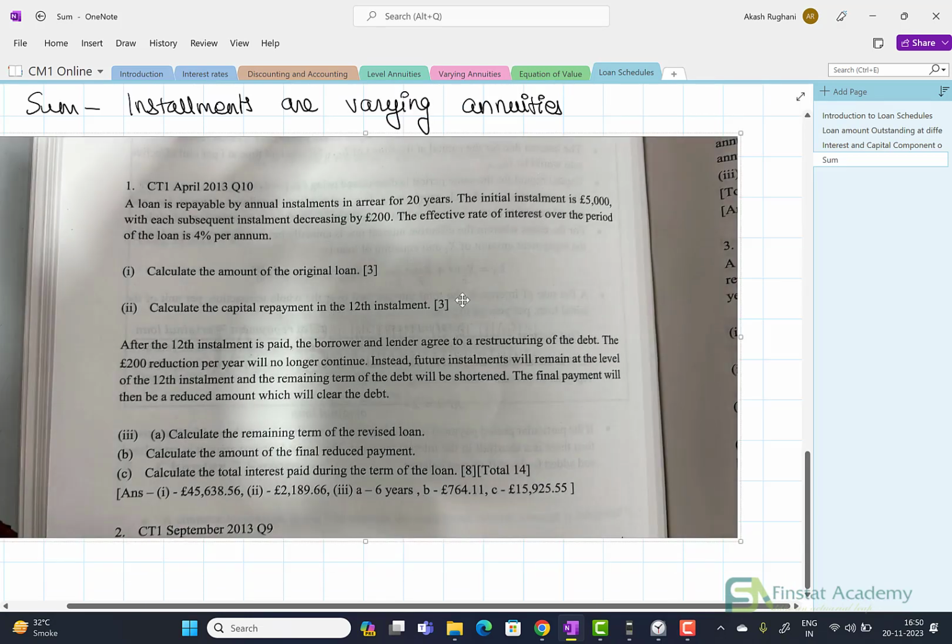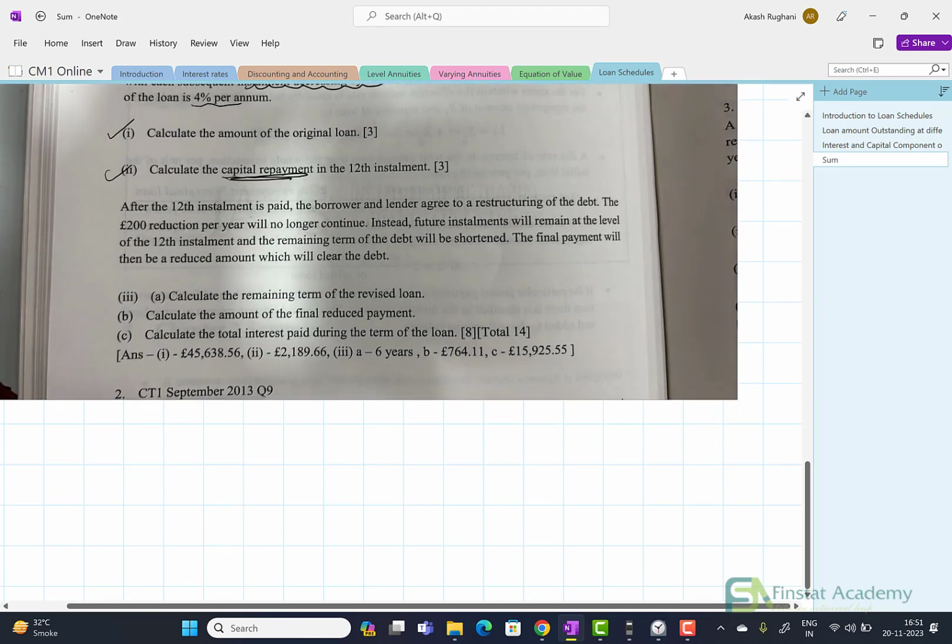Okay, this is a very good sum. It is April 2013, question 10. A loan is repayable by annual installments in arrears over 20 years. The initial installment is 5,000 and each subsequent installment decreases by 200. The effective rate of interest is 4%. Now calculate first the term of the loan and the capital component of the 12th installment.